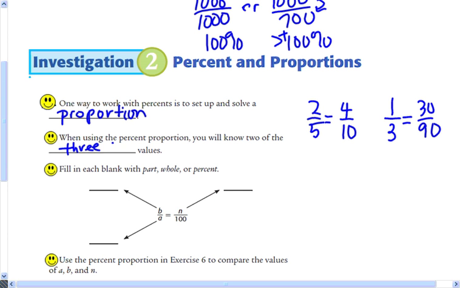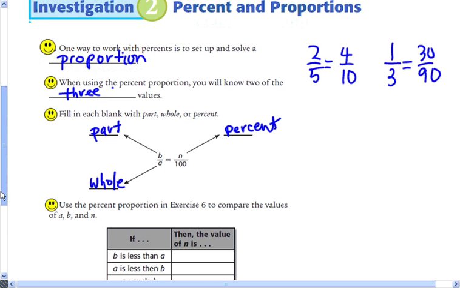So this is the percent proportion we're going to use. We're going to think of the B as the part, the A is the whole, and the percent is N. And I'll show you in a little bit how you can use that proportion to find the answer to percent problems.